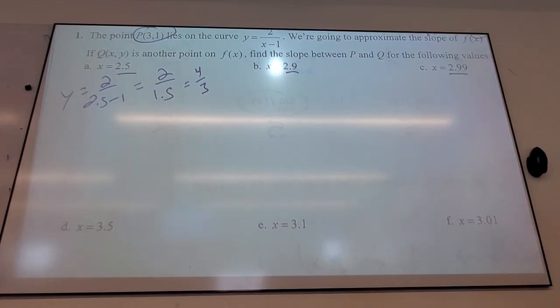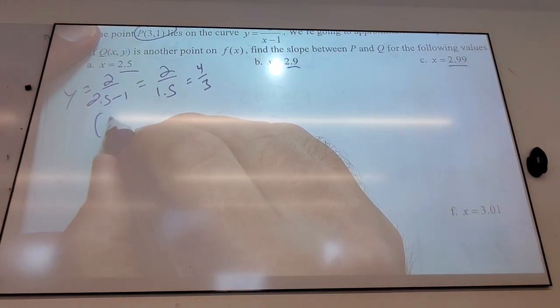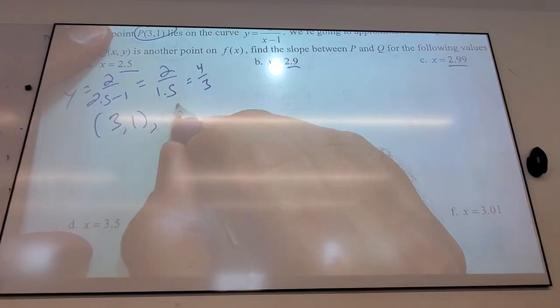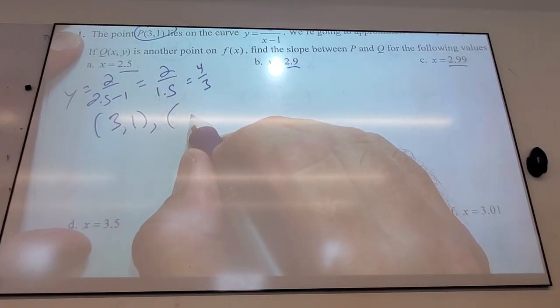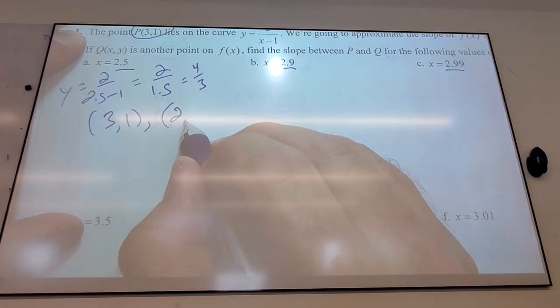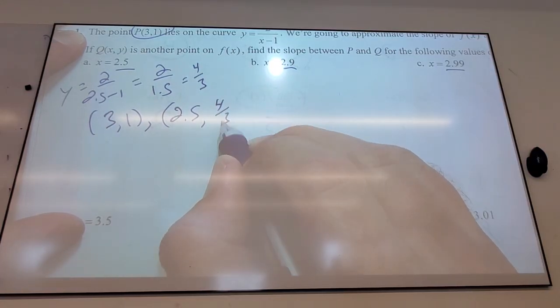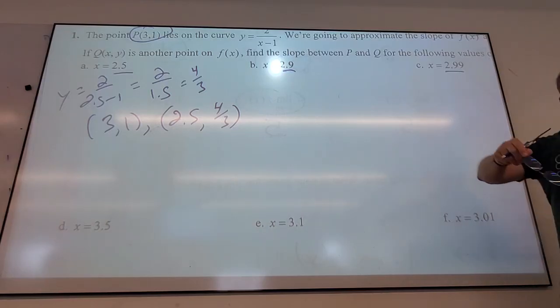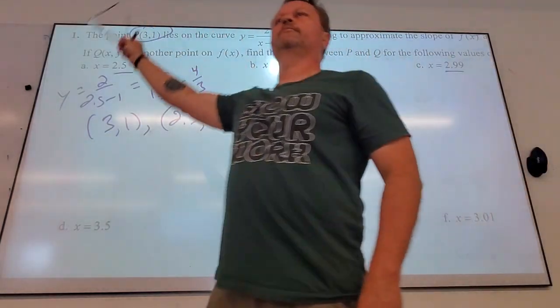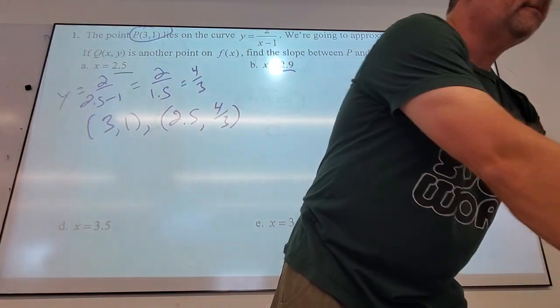Okay. Do I have 2 points now? What are they? 3, 1, and? No, careful. What was the input? 2.5, 4 thirds. Or 1.33, it's up to you. So can you get the slope now? All right, keep going. Finish it up.